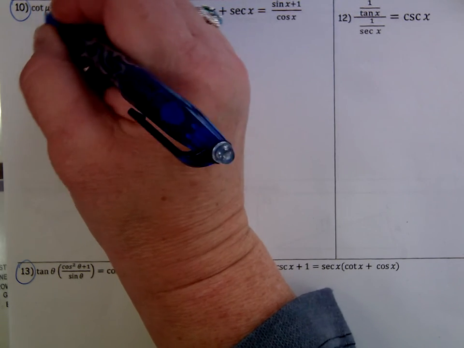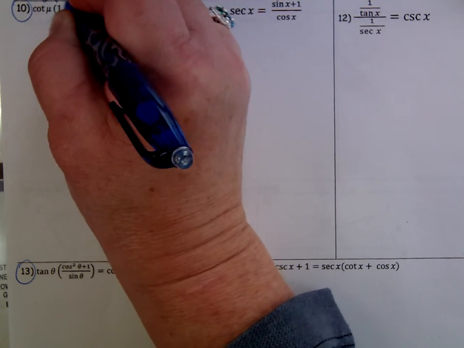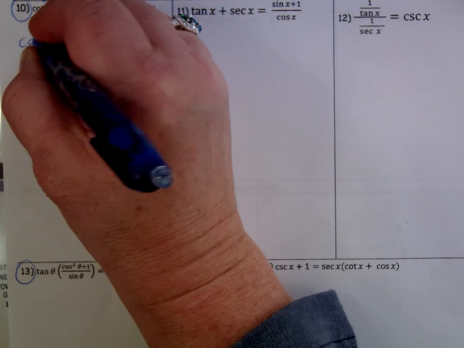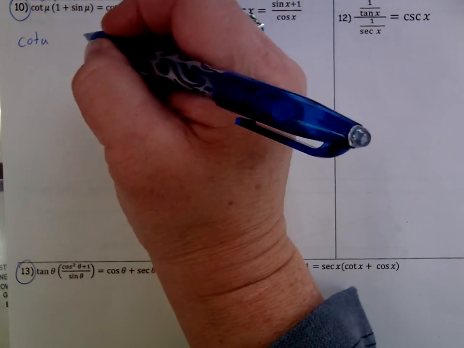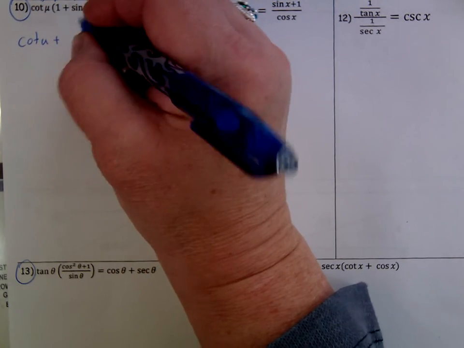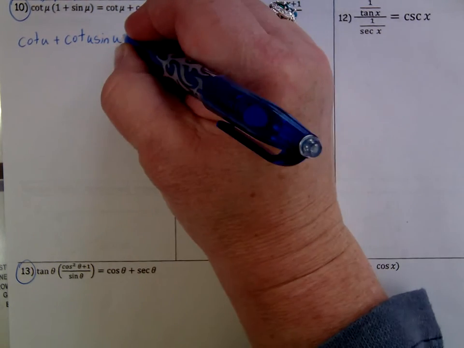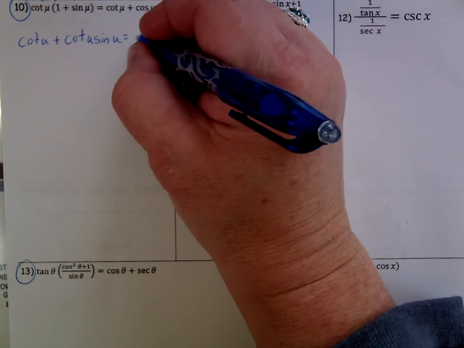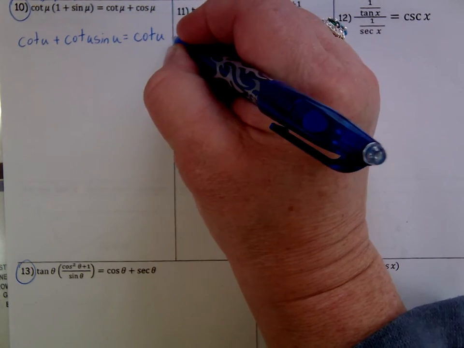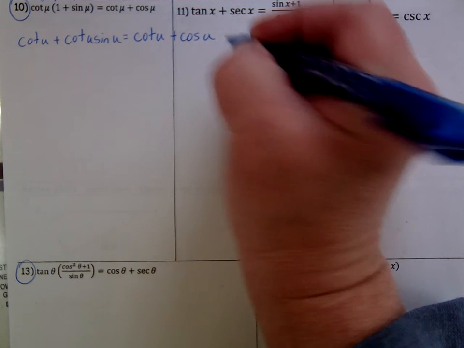Cotangent of u times 1, I'm distributing cotangent for each of these things. So I've got cotangent of u times 1 is cotangent of u. Cotangent times sine is cotangent of u sine of u. And this is supposed to equal, I'm going to go into the next box just because of space, cotangent of u plus cosine of u.